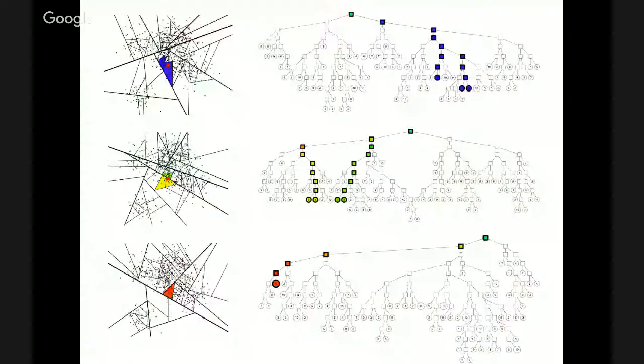This is the same data set, but with different splits, different binary trees. You can search each of these binary trees individually, and then take the union of the points you find. It sounds more complicated than it is: you can just use a priority queue and search all these trees at the same time. And it's actually pretty efficient.